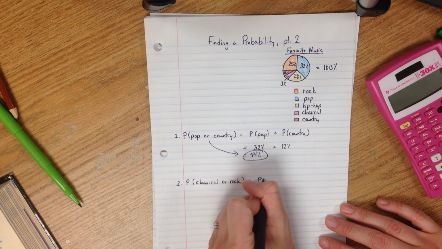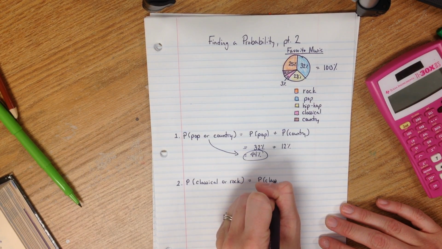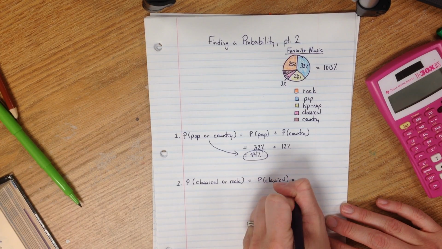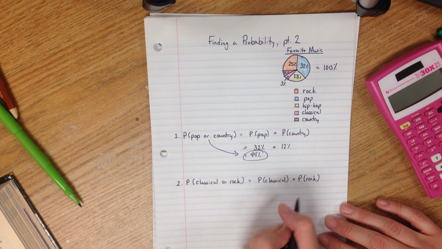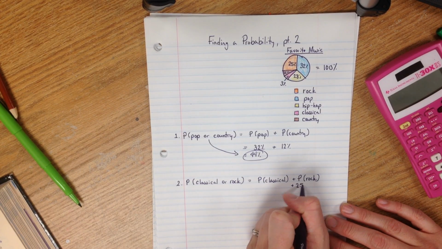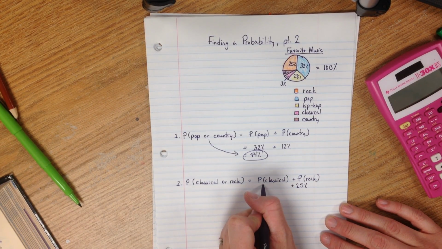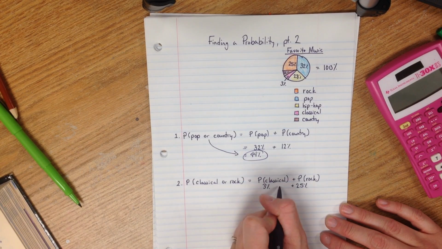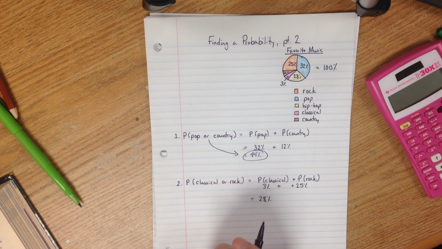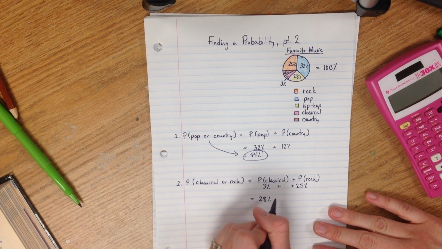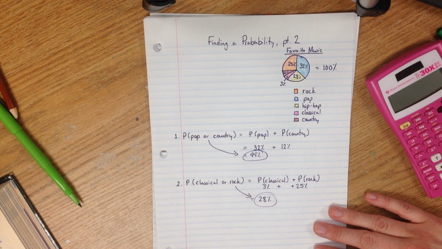Okay, so for this one I'm going to do the probability that they like classical plus the probability that someone likes rock music. Okay, so rock music is 25%, classical is 3%. So I'm going to add those together. And so the probability, if I survey someone, that they'll like classical or rock music is 28%.